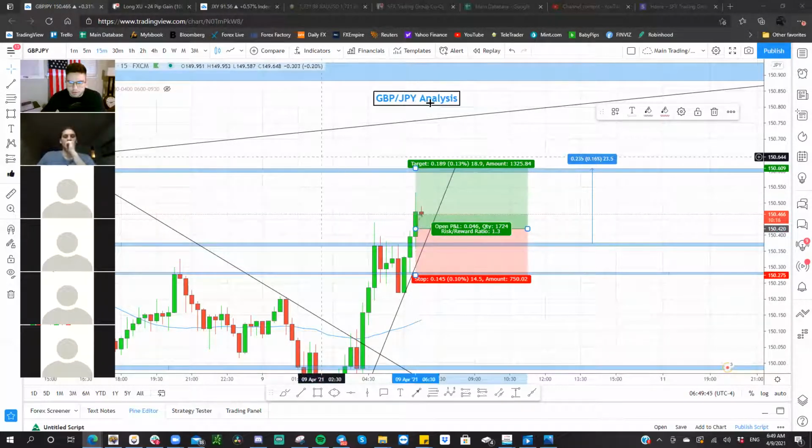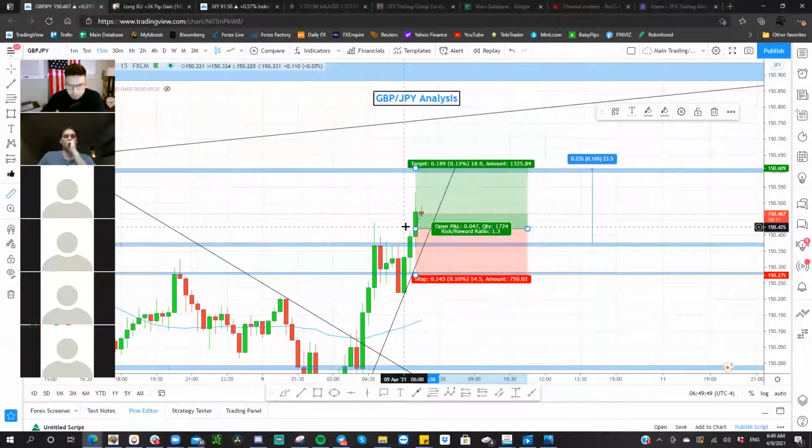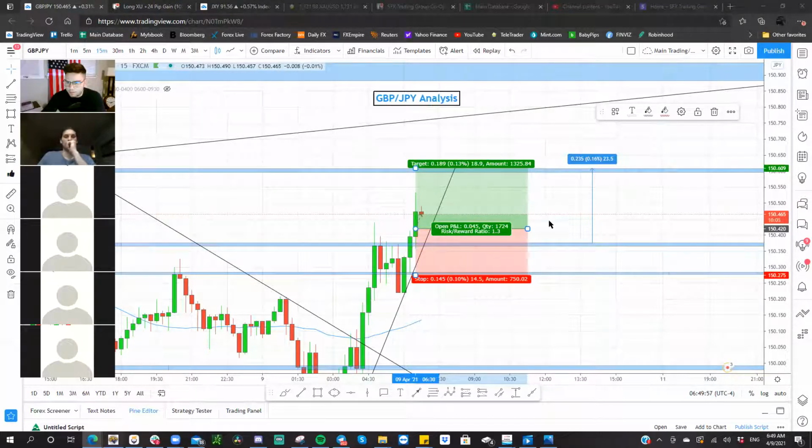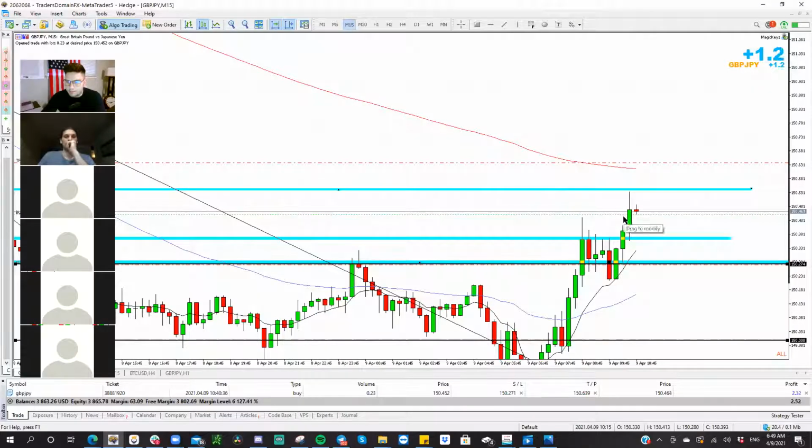Could have secured. Let's see. Yeah, we hit 10 pips up here. I guess I missed it. I didn't see it hit 10 pips. Oh, I got slipped a little bit. But we should be continuing up.